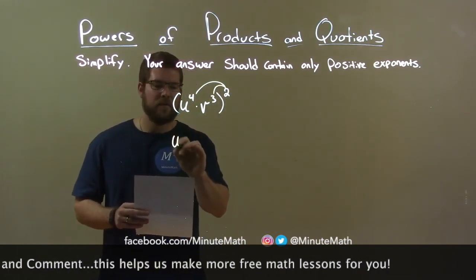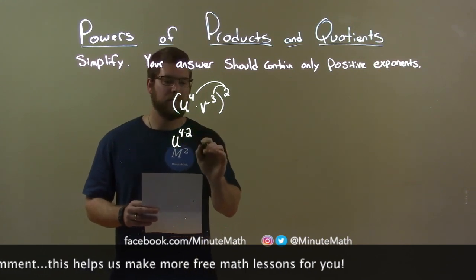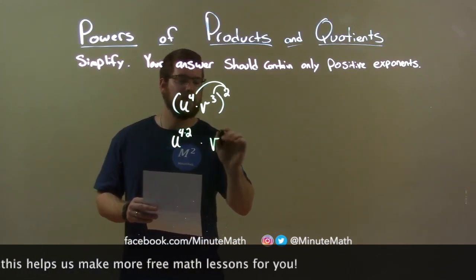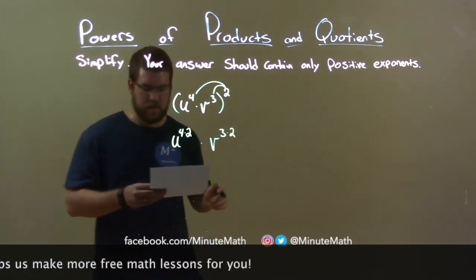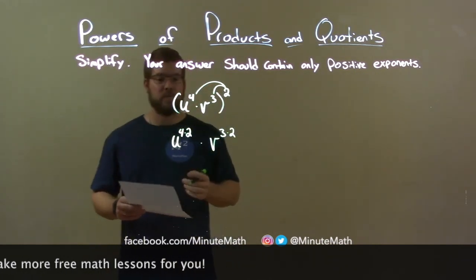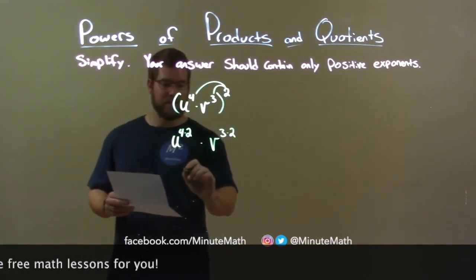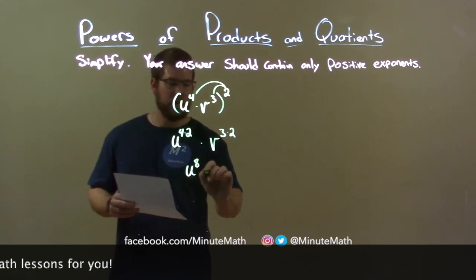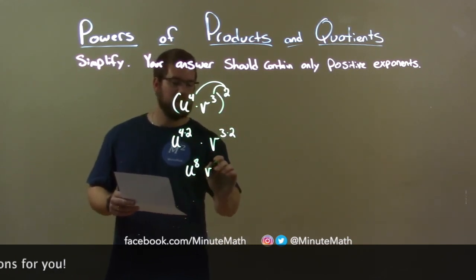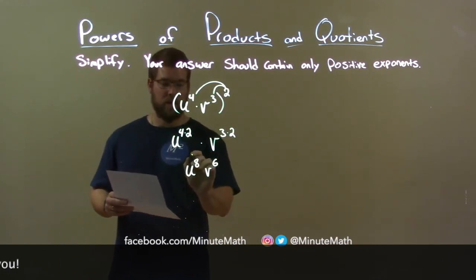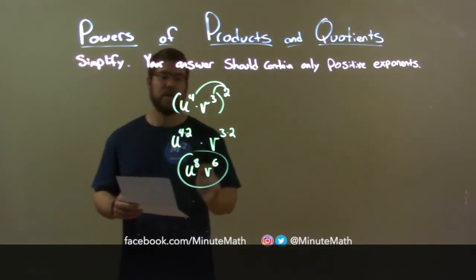So we now have u to the 4 times 2 power times v to the 3 times 2 power. So now let's simplify. 4 times 2 is 8, so we have u to the 8th power, and then 3 times 2 is 6, giving us our final answer, u to the 8th times v to the 6th power.